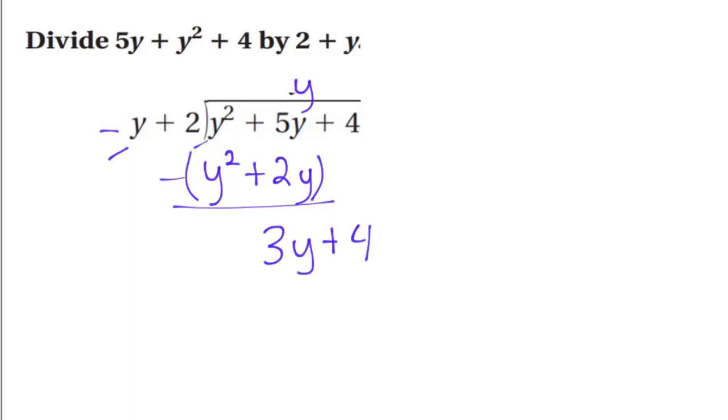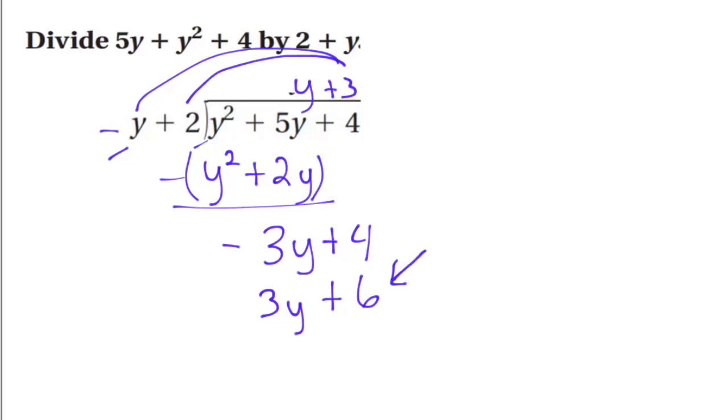What do we multiply y by to get 3y? It looks like a positive 3, so plus 3. And then distribute your 3. 3 times y is going to give you 3y, and 3 times 2 is going to give you 6. Again, you have to make sure that this 3 gets distributed to both of these terms, and the most common mistake is I see people bring just the 2 down here instead of the 6. So it's 3 times 2, not just 2. Make sure you put parentheses around before you subtract. So 3y minus 3y is 0, and 4 minus 6 is negative 2.